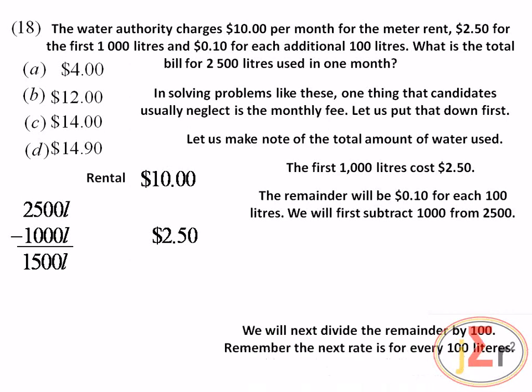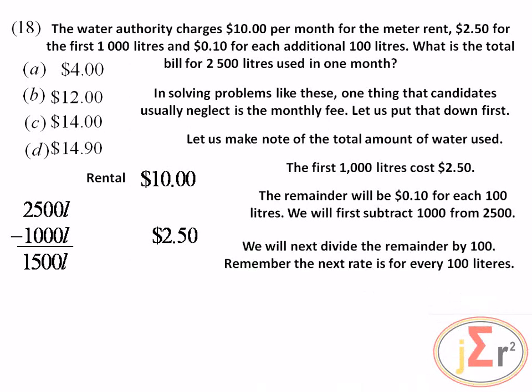1,500 liters. We will next divide the remainder by 100. Do not forget that the next rate is for every 100 liters. Not for every liter, for every 100 liters. So we divide by 100 and we'll get 15.